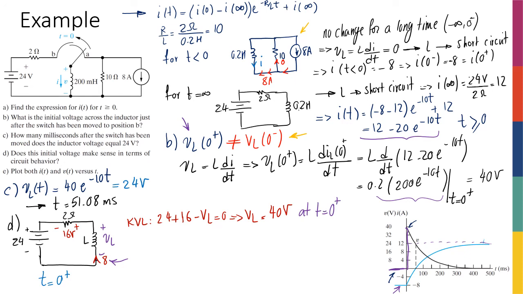Okay. I hope this was clear. Part E is just saying to plot both i(t) and v(t) versus t, which, well, you have this plot here.